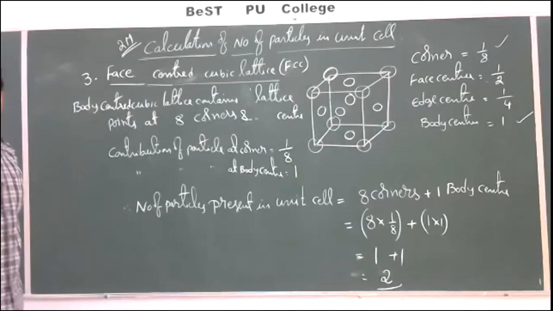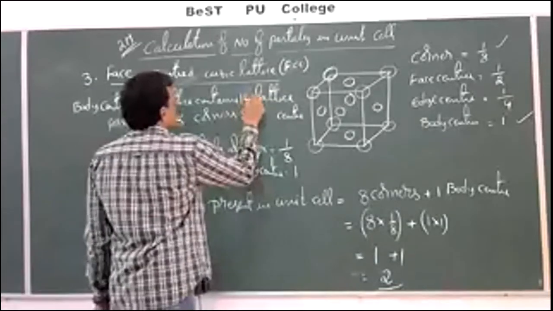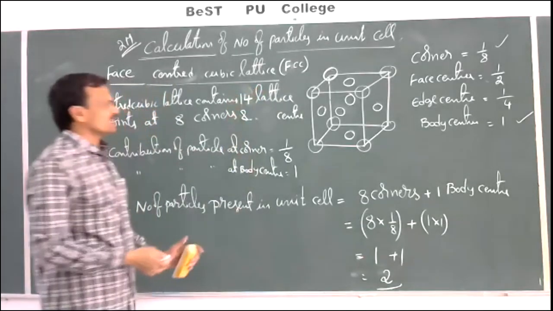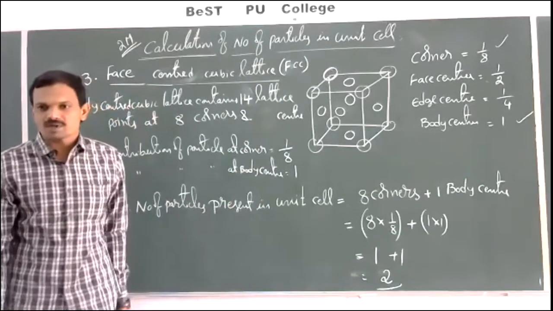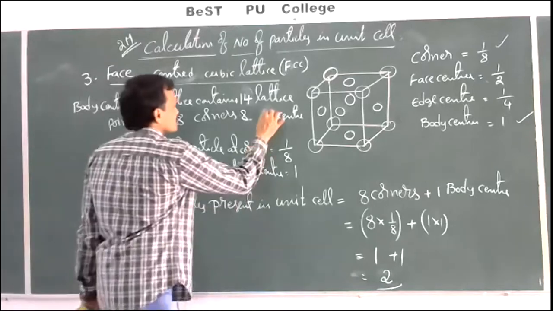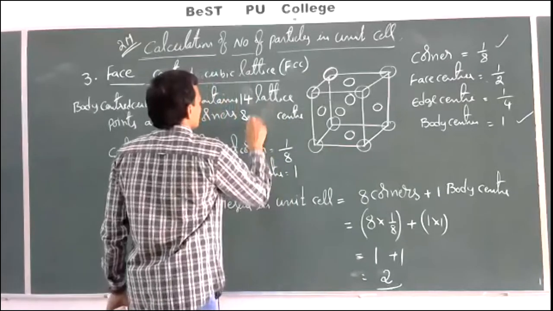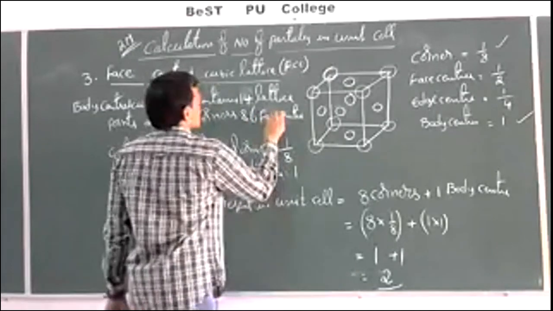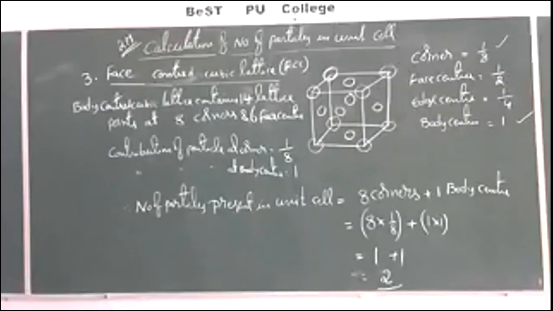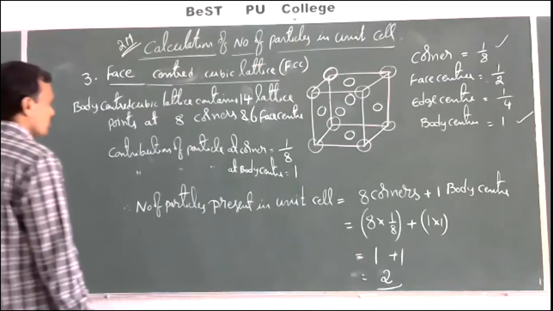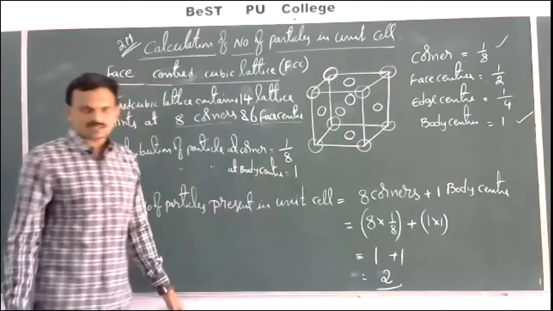Total how many are there? 14 lattice points are there. What are those 14 lattice points? Out of the 14, 8 are present at 8 corners and 6 are present at face centers. So face centered cubic lattice contains 14 lattice points. What are their positions? 8 corners and 6 face centers.